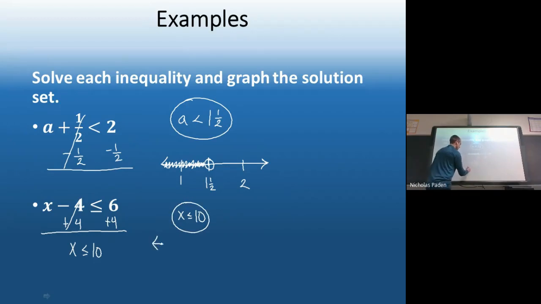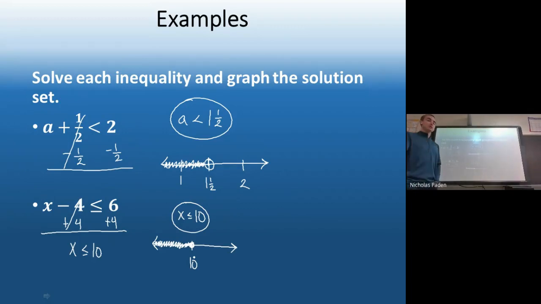So when I graph that on my solution set, at 10, it is less than or equal to, the equal to is underneath, which means I need to draw a closed circle at 10. 10 is included in that solution set. And then x is less than 10, so less than means I shade to the left. So this means that x could be 10 or x could be anything less than 10 because it's less than or equal to 10.